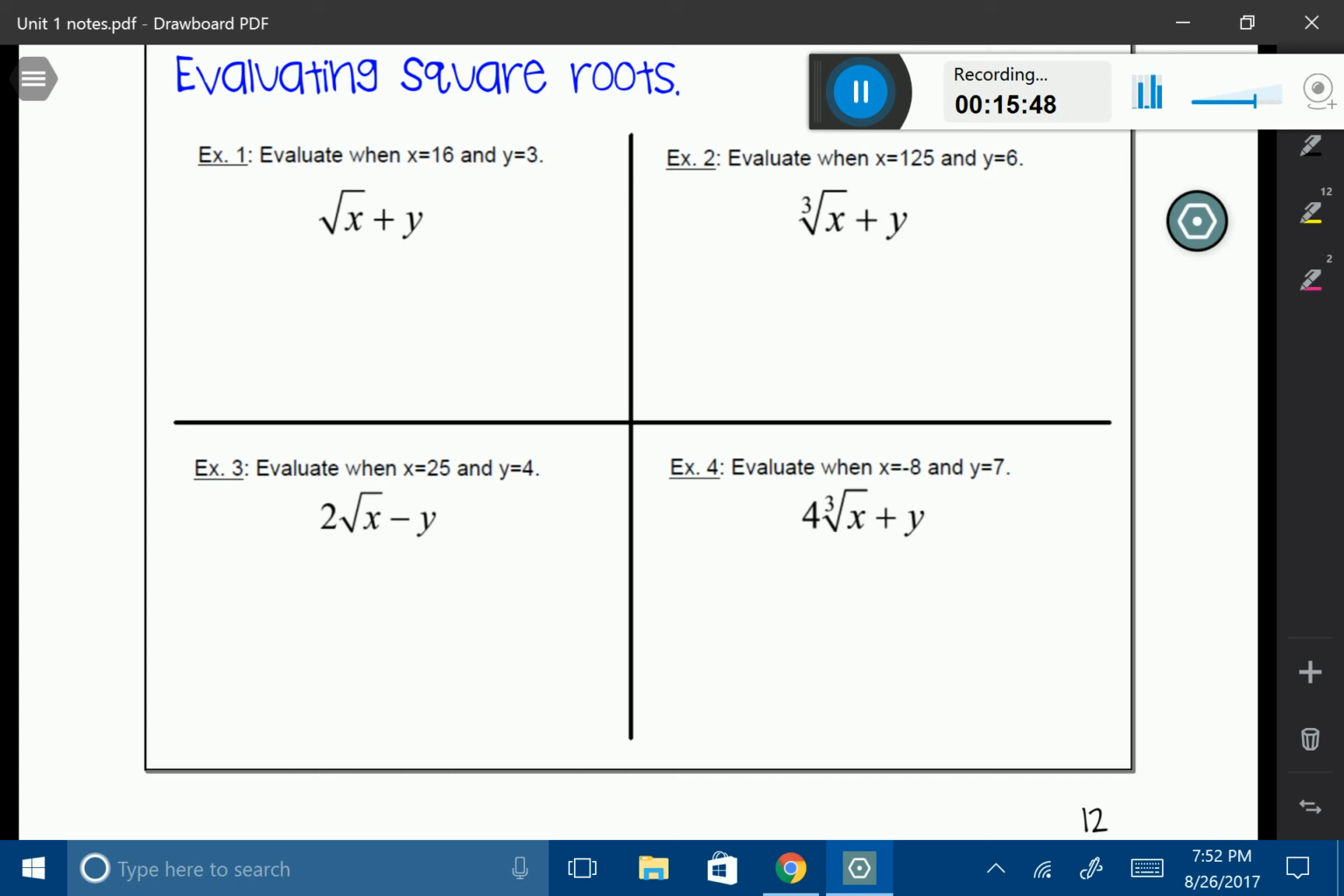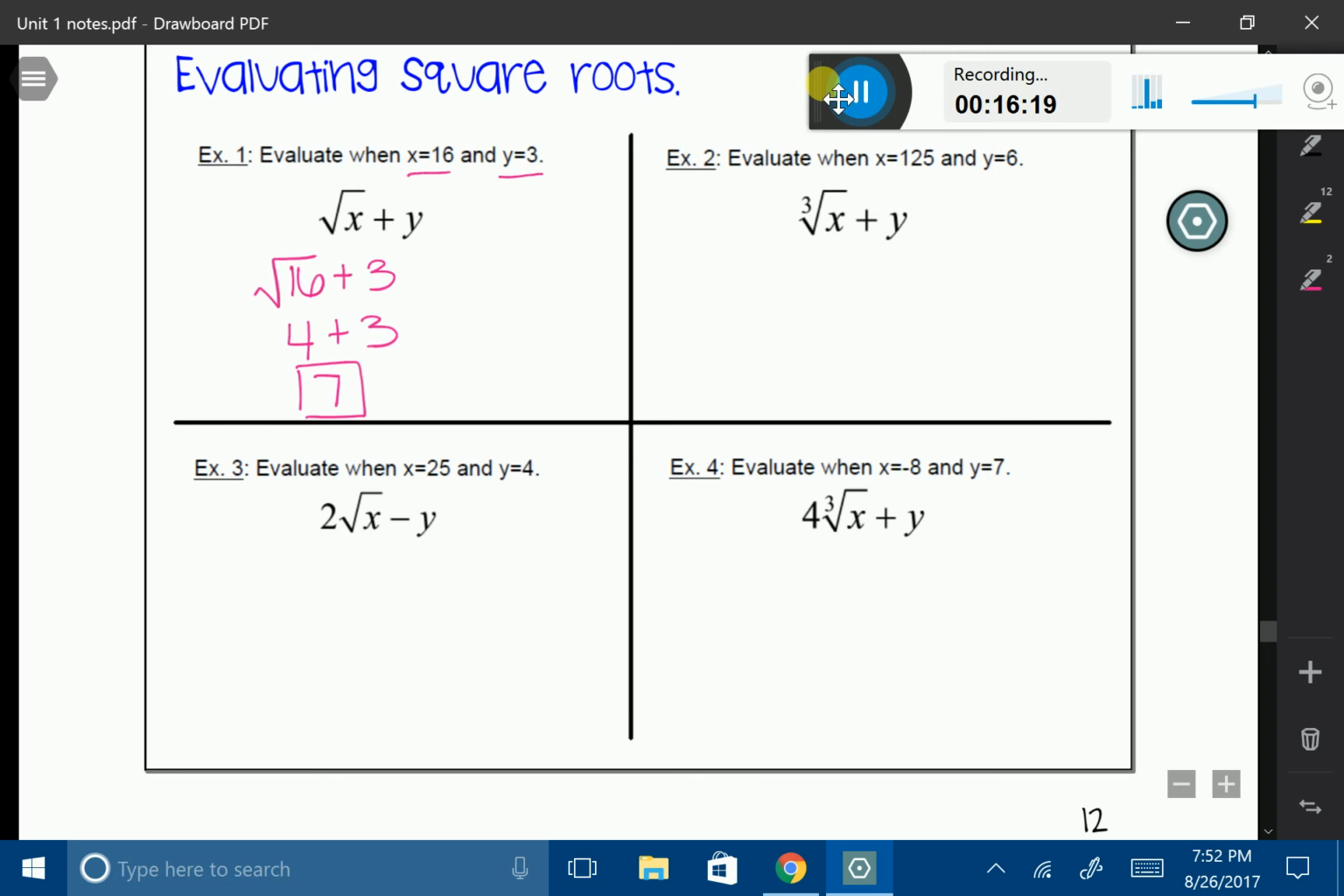All right, let's try a couple together and see if we can evaluate some of these expressions. So it says evaluate when x equals 16 and y equals 3. So those are my replacement values. So I'm going to go ahead and replace them into my expression. The square root of 16 plus 3. I can evaluate my square root of 16, which is 4, because 4 times 4 is 16. And then I can simplify it all the way down to get 7.